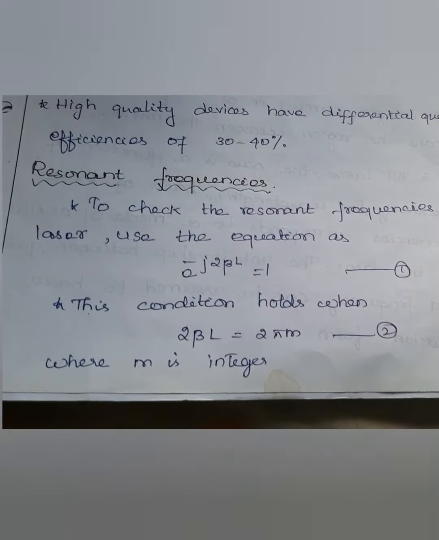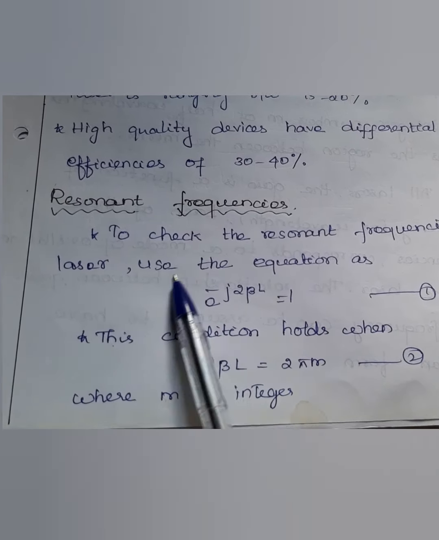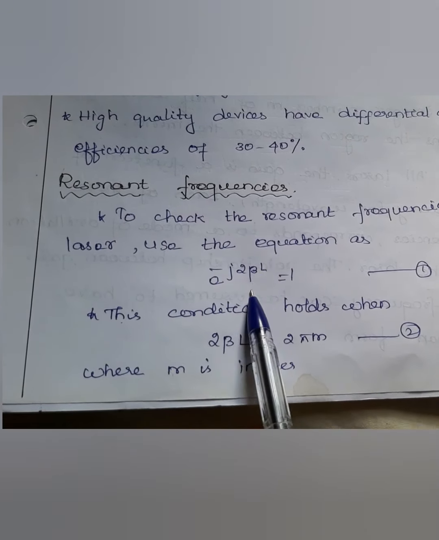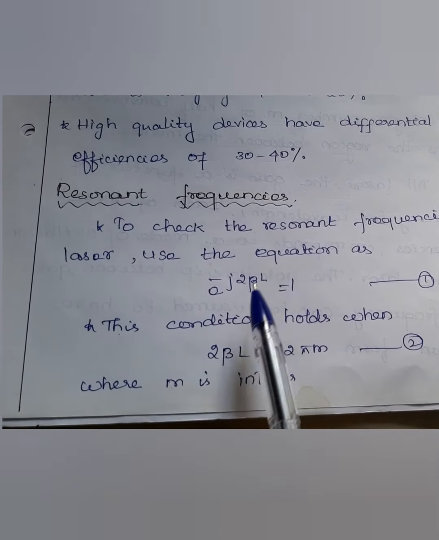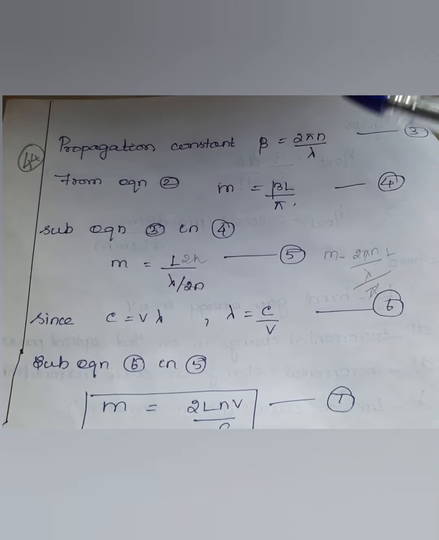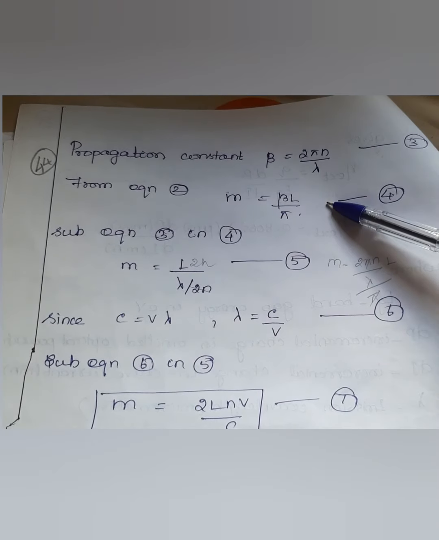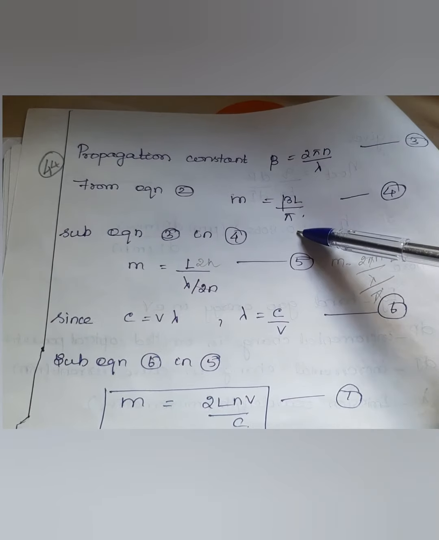And next one, resonant frequency. In order to check the resonant frequency, we are substituting the phase value e power minus j2 beta L equal to 1. Okay, so you can equate, that is 2 beta L is equal to 2 pi m. So here what is beta? Beta is equal to 2 pi n by lambda. Okay, and from equation 2 you can write m is equal to beta L by pi.